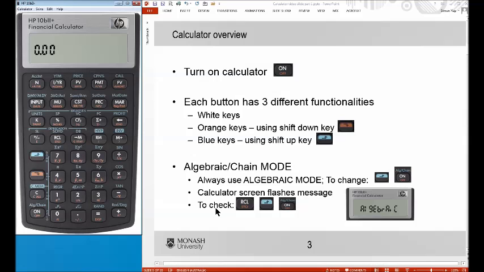Alternatively, you can also check the mode using the RCL recall function. The RCL button is located right here in your calculator. So press recall, shift up and on to recall the mode that the calculator is currently operating in. And the screen displays algebraic, which means that the calculator is in algebraic mode.